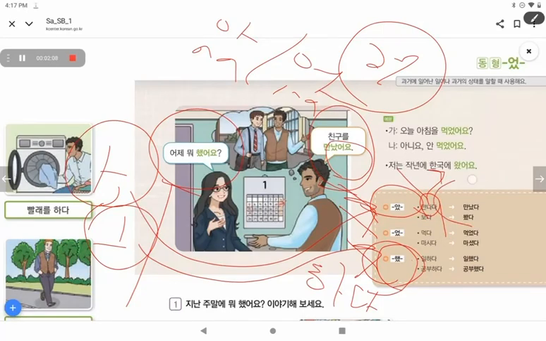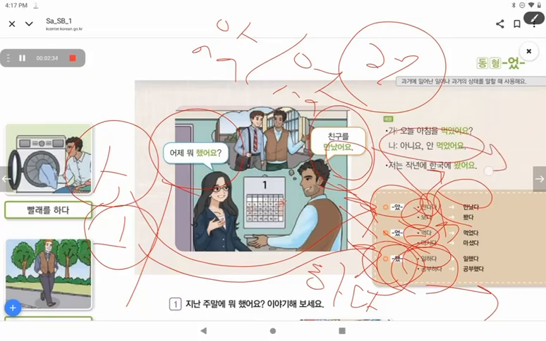Like 만나다, 만났다, 만났어요. 보다, 봤어요. 먹다, 먹었어요. 마시다, 마셨어요. 일하다, 일했어요. 공부하다, 공부했어요. Okay? 오늘 아침에 먹었어요? Did you eat breakfast today? 아니요, no, 안 먹었어요. So I didn't eat.